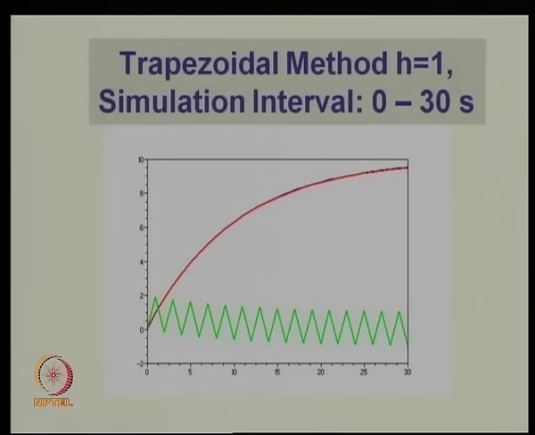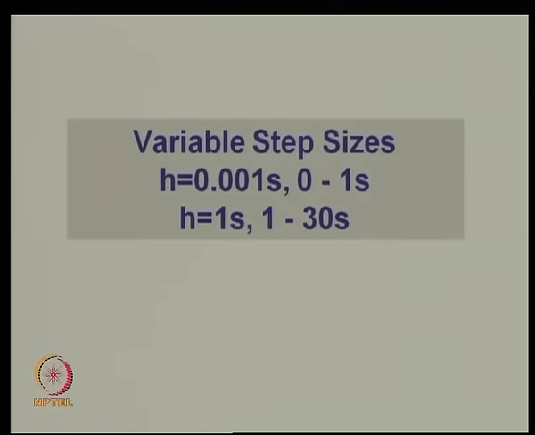So, what is the solution to these issues? The solution to this problem is to use variable step sizes. For example, you can use 1 millisecond for 1 second, and then h equal to 1 second for 30 seconds. So, variable time step sizes can be used in order to obtain a response. You can easily program it in Scilab. I will just show you the program.